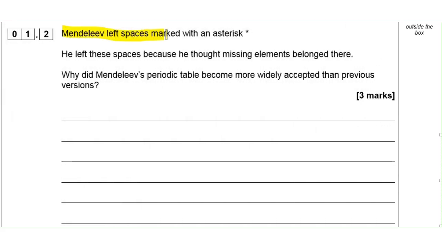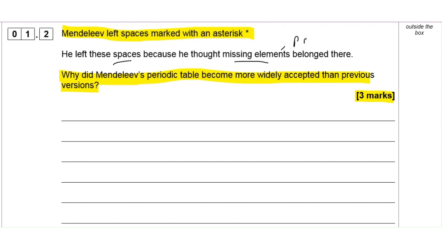Over the page, question 1.2. Mendeleev left spaces marked with an asterisk. He left these spaces because he thought missing elements belong there. Why did Mendeleev's periodic table become more widely accepted than previous versions? And this is for 3 marks. Well, let's look at that middle sentence.